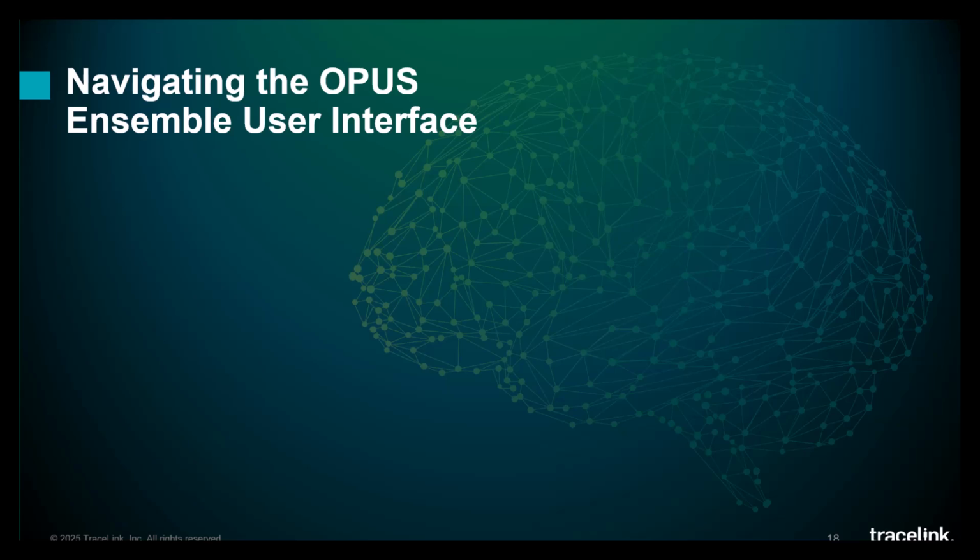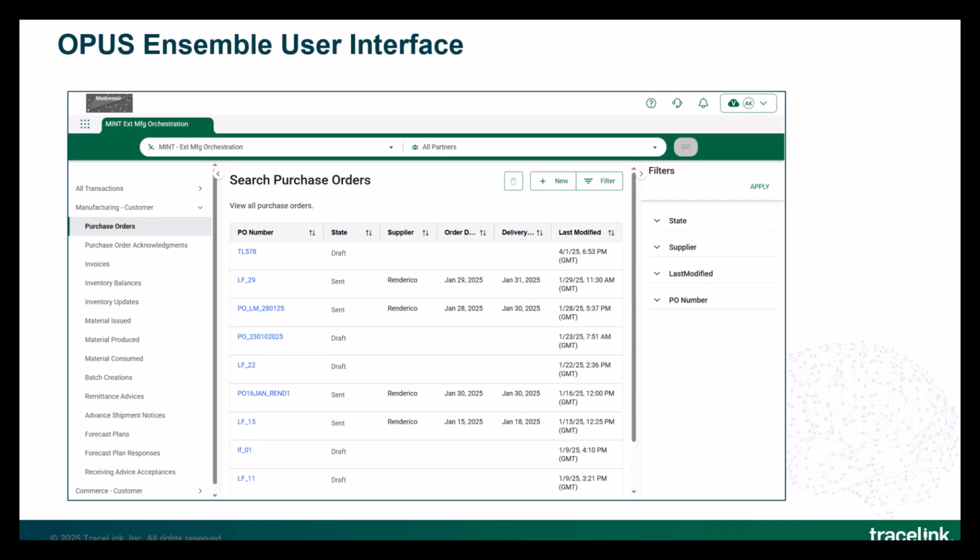Now let's see how to navigate the Opus Ensemble user interface. Opus Ensemble powers browser-like navigation across Opus solutions. Key areas of the Opus user interface are user context. This is prominently placed at the top, ensuring users always have their bearings. This fixed area provides a reliable and familiar interaction journey.